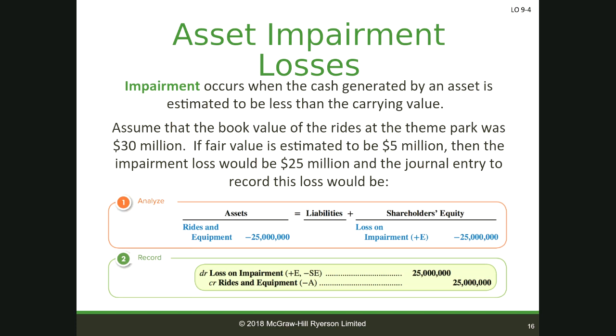So in the PowerPoint, it says impairment occurs when the cash generated by an asset is estimated to be less than the carrying value. So what they're talking about there is, if we paid $1 million for a piece of machinery, do we think by the end of the economic life of that asset that we will be able to recover our $1 million? Right?